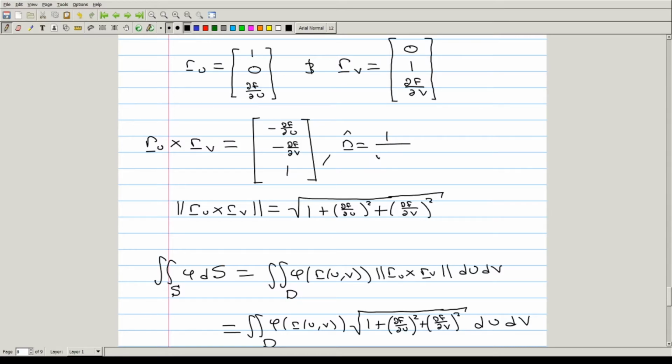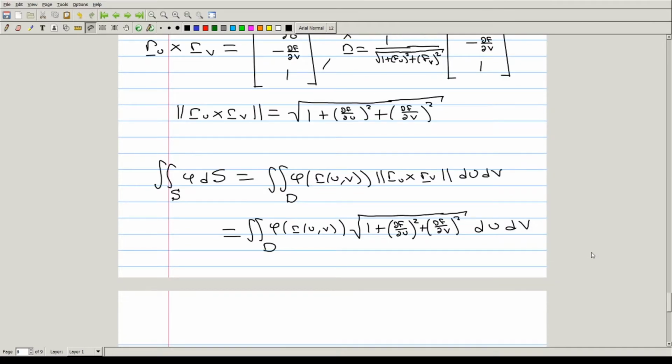1 over the square root of 1 plus the derivative of f with respect to u squared plus the derivative of f with respect to v squared. So it's 1 over this times this vector right here. This will be the unit normal field for every point on this graph, which will be important a little bit later on.